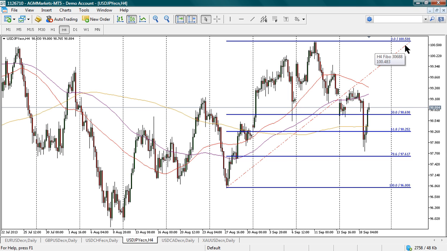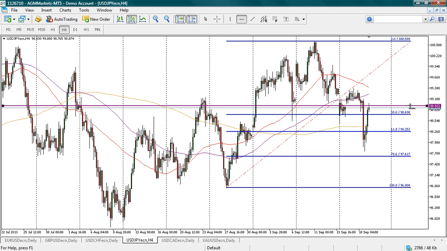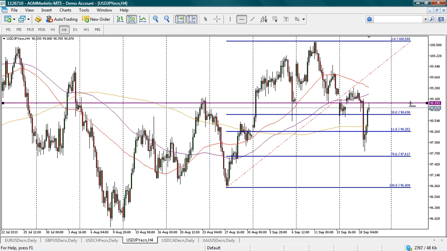So that's the fib I keep an eye out, and it looks like it's going to keep on rotating higher and perhaps take out these highs and go back up to the key 100 level. But in order to do that, it needs to get above the 99 handle first, which so far it hasn't.